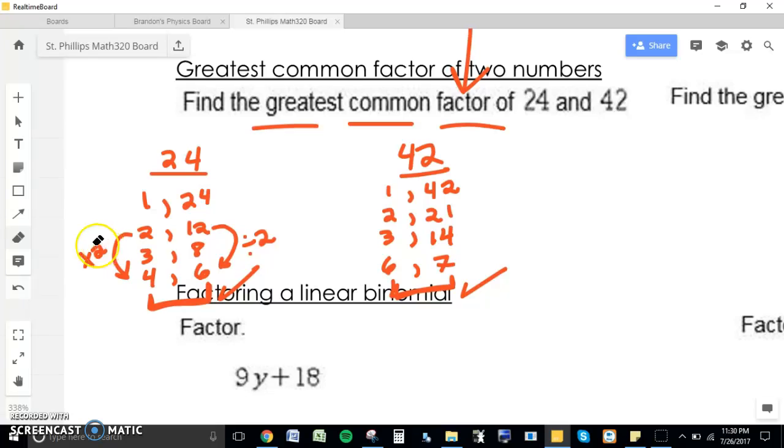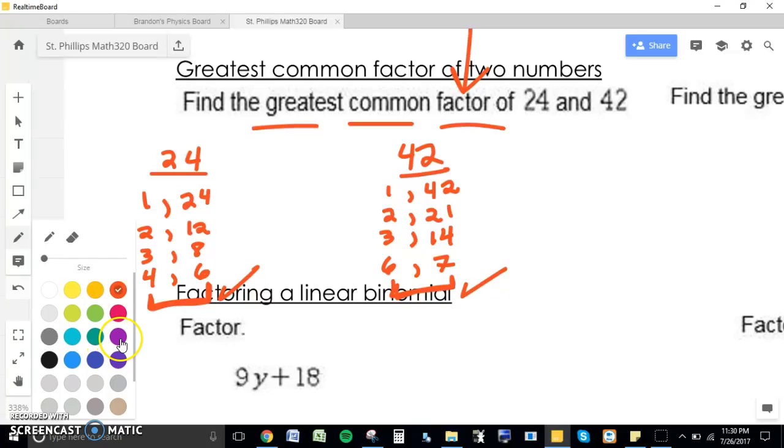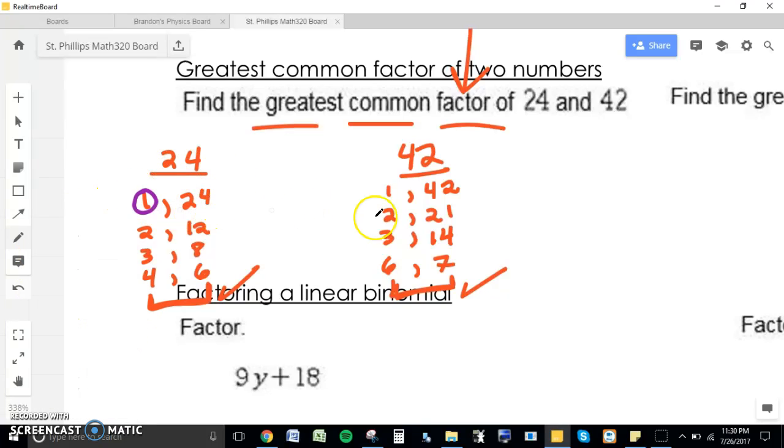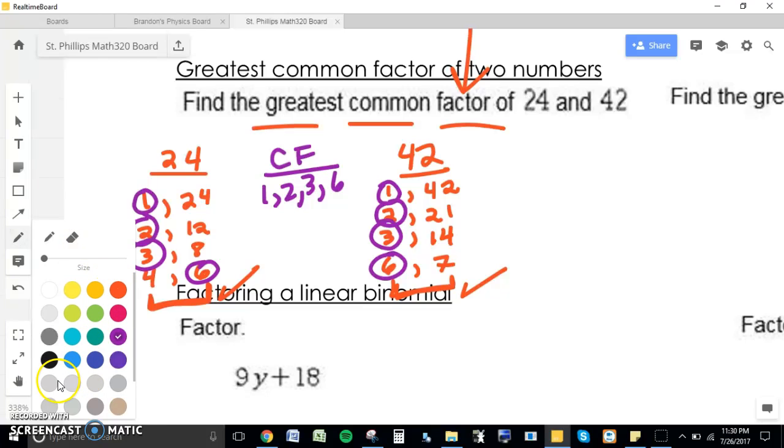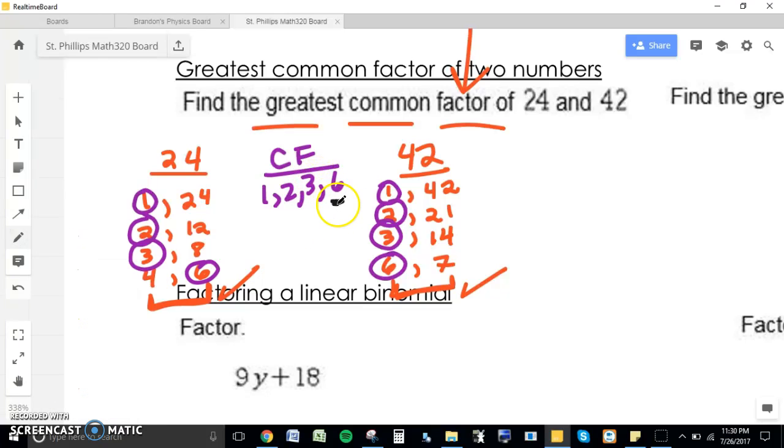Now, the next step is we found the factors. We need to find the common factors. So which factors do these guys have in common? Well, they both have 1. They both have 2. They both have 3. This has a 4, but this doesn't. 6, 6, and then that's pretty much it. So our common factors, right, are what? 1, 2, 3, 6. Well, we just don't want the common factors. We want the greatest common factor. So which one of these guys is the greatest? 6, and so that is our greatest common factor.